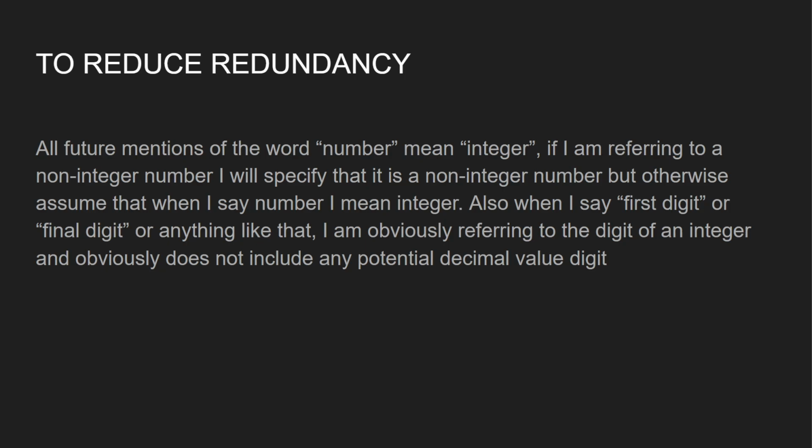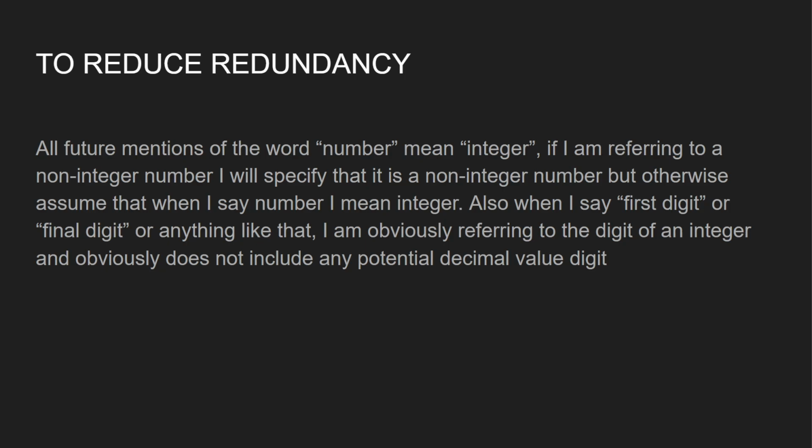All right, so I want to reduce redundancy here. This is important, okay? All future mentions of the word number mean integer. If I'm referring to a non-integer number, I will specify that. Otherwise, just assume that anytime I'm talking about a number, I mean an integer. Also, when I say first digit or final digit, I'm obviously referring to the actual digits that you see when you're writing it out. I'm not adding any potential invisible digits after that, right?